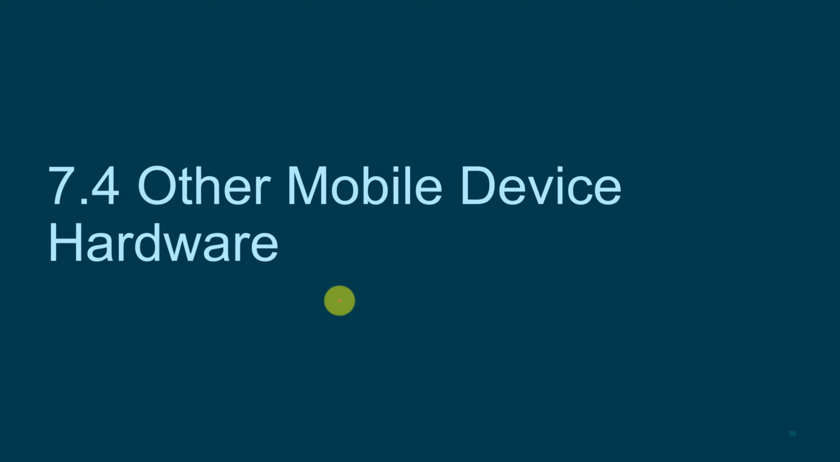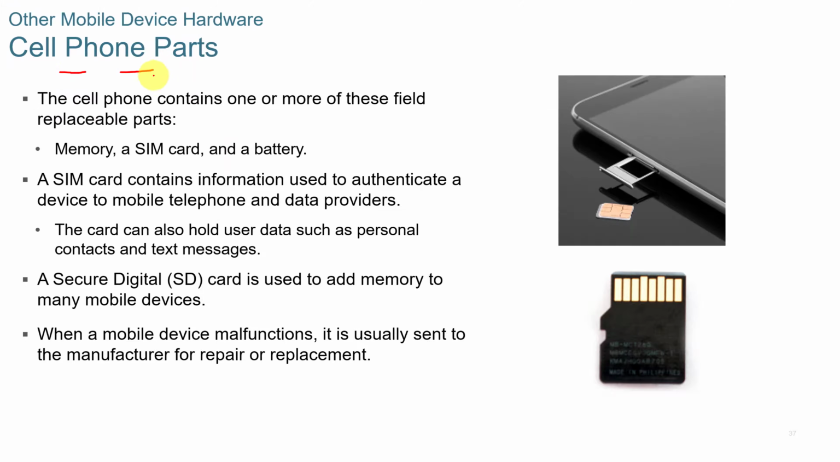Other mobile device hardware. For cell phone parts, the cell phone contains one or more of the field replaceable parts: memory, a SIM card, and a battery. It just depends on the model. Some newer phones are making it where you cannot replace the battery now, and you cannot change the SIM card, or you cannot add extra memory to it.